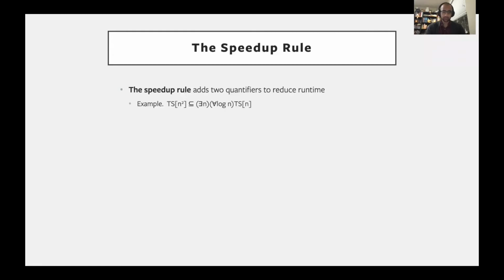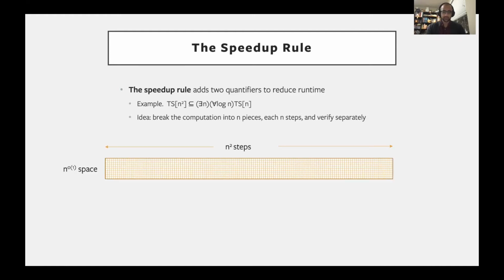And for example, we can use the speedup rule to show that TS(n^2) is contained in ∃ n ∀ log n TS(n). And this is just saying that every language that's decidable by a machine in TS(n^2) is also decidable by some machine in ∃ n ∀ log n TS(n). The idea is that we can break the computation of any TS(n^2) machine into n pieces, each of which will be n steps long, and verify each piece separately.